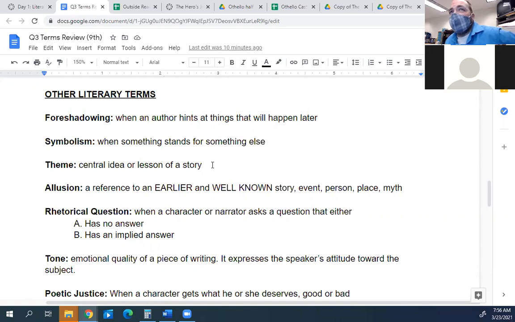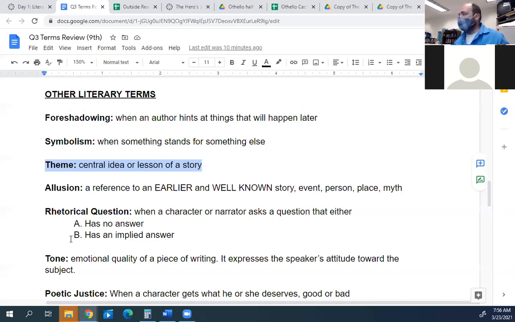Theme is a central idea or lesson of a story. We always talk about theme. One way to make any argument literary is to think about why the author wrote it and what lesson the author is trying to teach the reader. If I ask you on the assessment to write about a theme, though, please do not just throw a buzzword at me. Don't say, I don't know, say you're doing the Hunger Games.